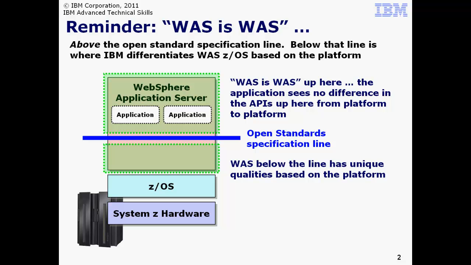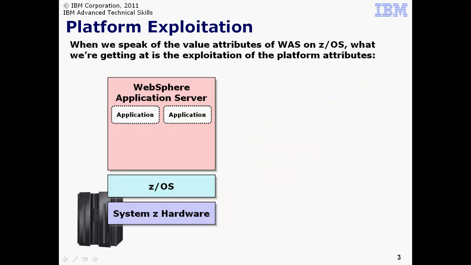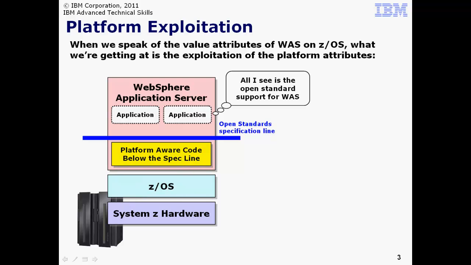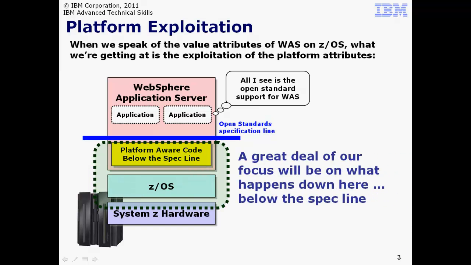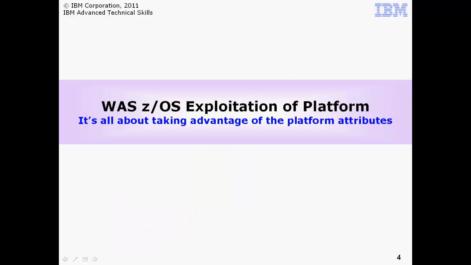Below that line is where the platform exploitation takes place. When we speak of platform exploitation, we're referring to a function implemented by IBM in the WAS zOS product that is zOS aware. It's designed to take advantage of specific features of the platform. This is where a great deal of our focus will be in this video series. We intend to introduce what some of those zOS features are and explain how and why WAS zOS takes advantage of them. Let's begin our exploration of what those zOS features are and how WAS zOS exploits them.